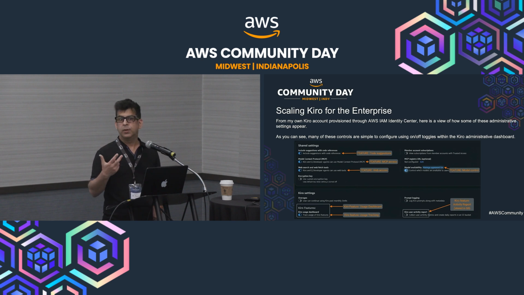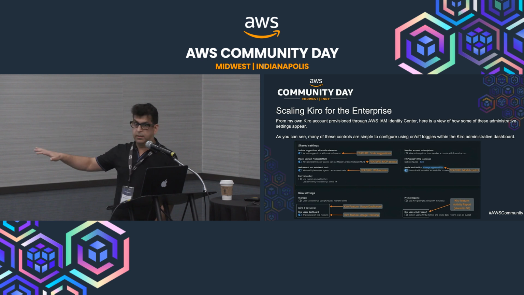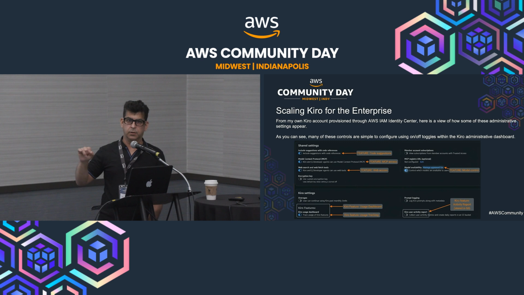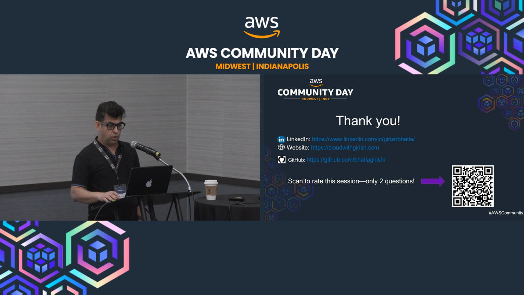So those two things, among many others that you will see, you can have prompt logging, you can have user activity, you can control the overusage. So all these options become available through the admin setting in your AWS console when you are using the enterprise integration. So this is something that I wanted to call out.